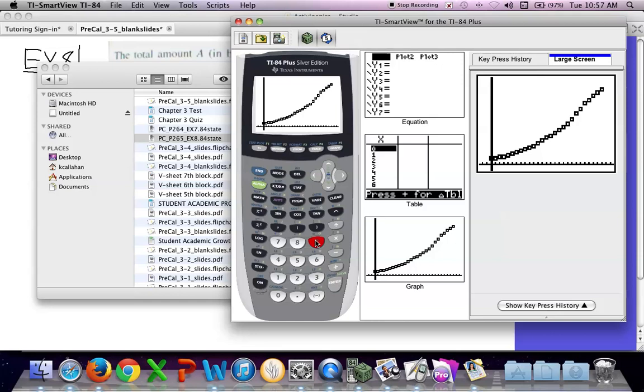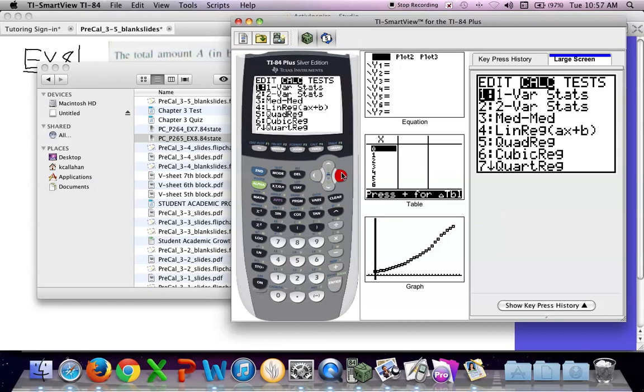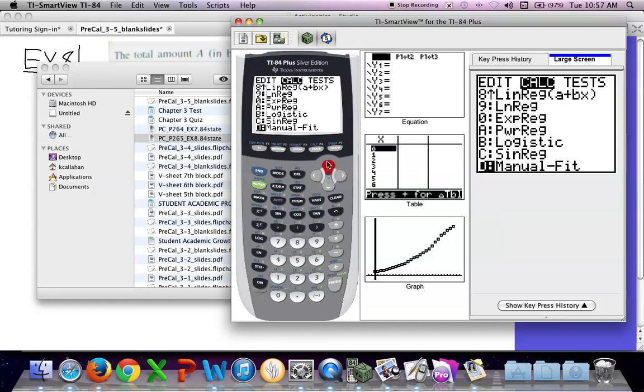Which one does that look like? Is it exponential decay? Is it exponential growth? Is it a logarithm? It's exponential growth. So you're going to use the exponential model for that. Right, so let's go to stat, arrow over to the calc, and then find the exponential. It's right there.